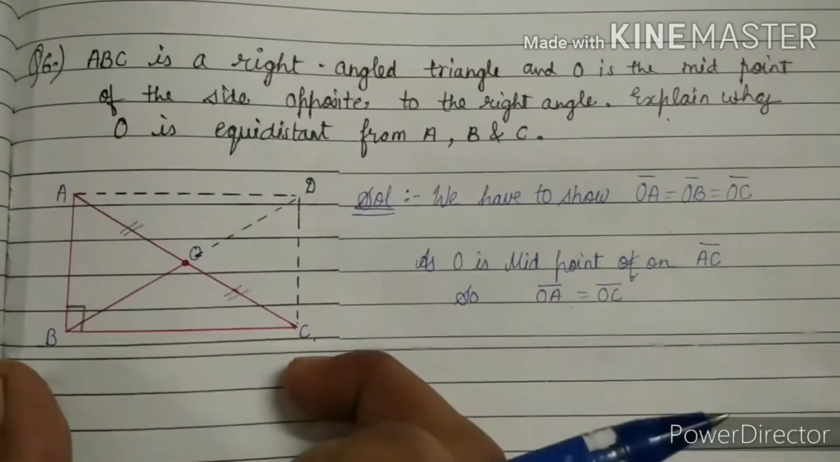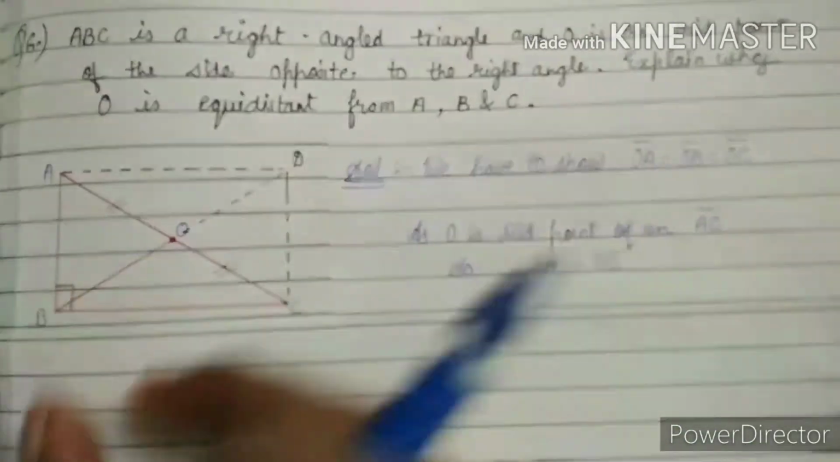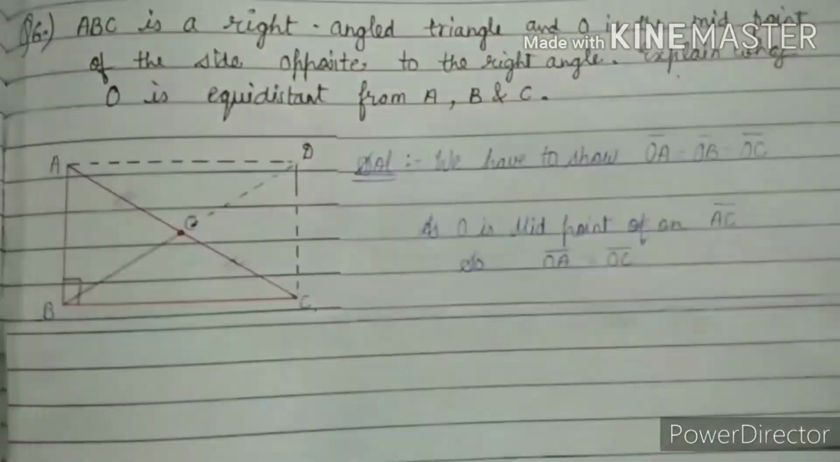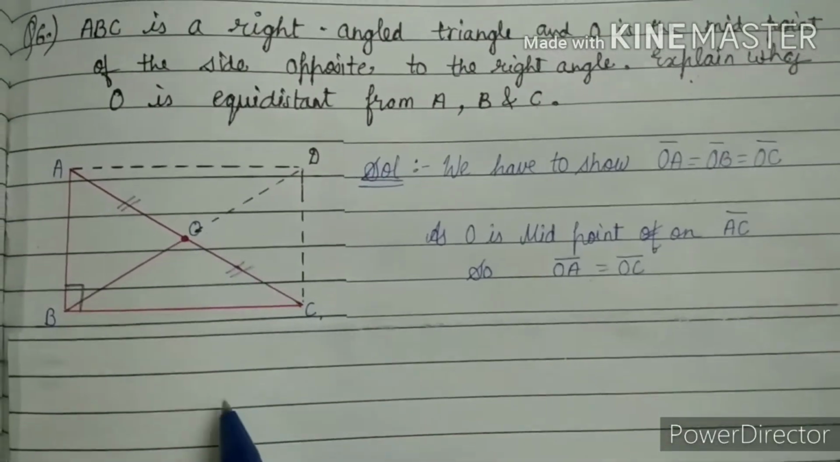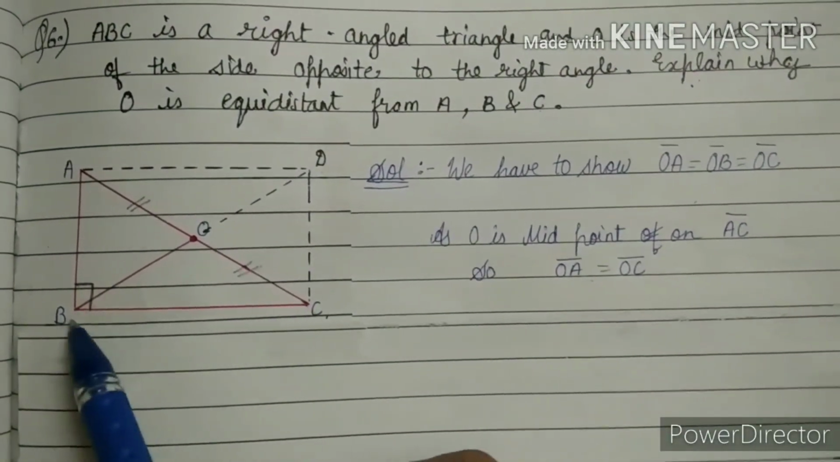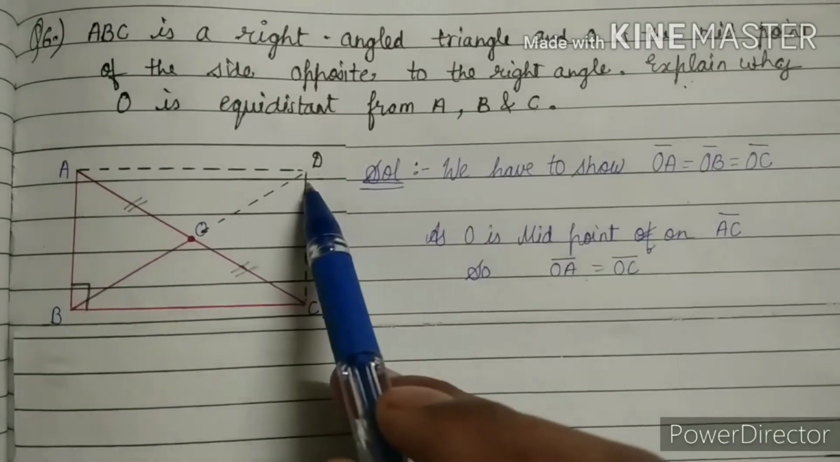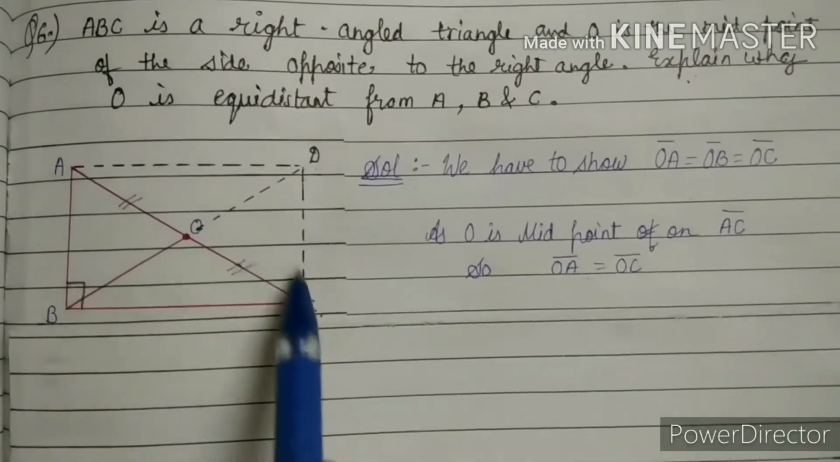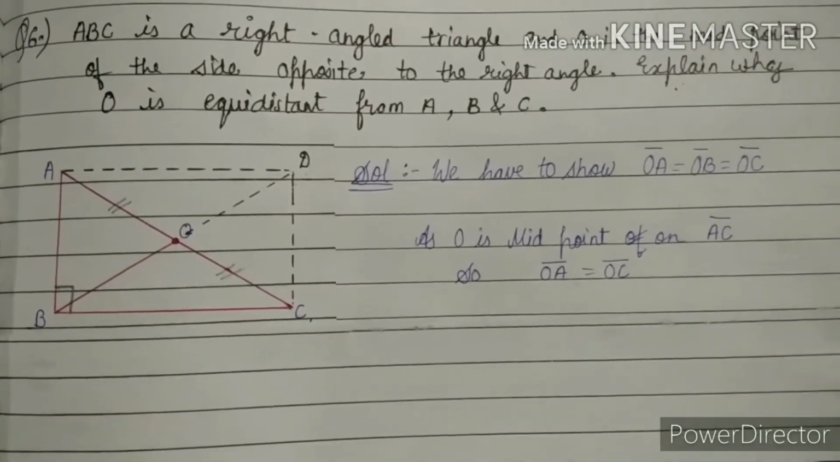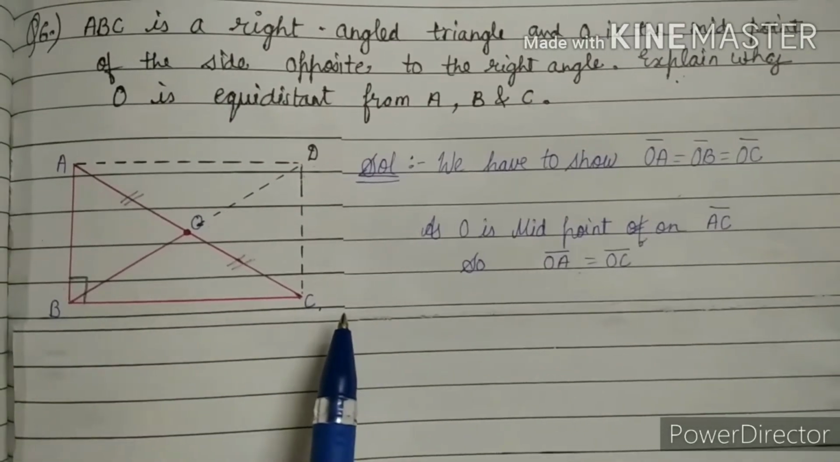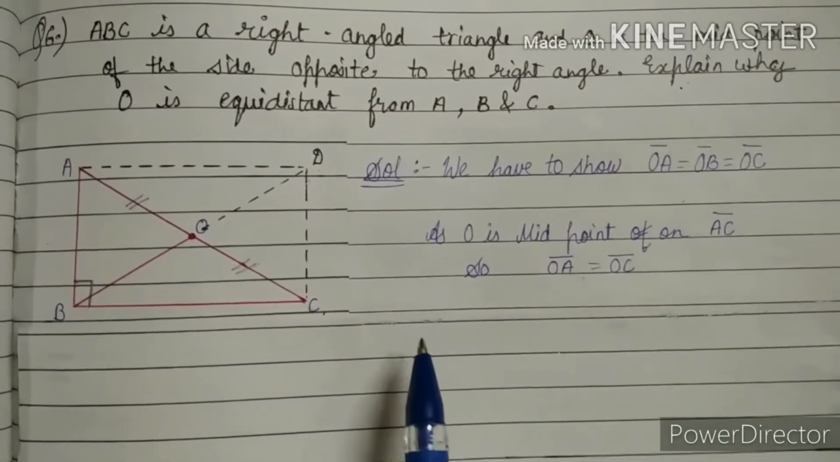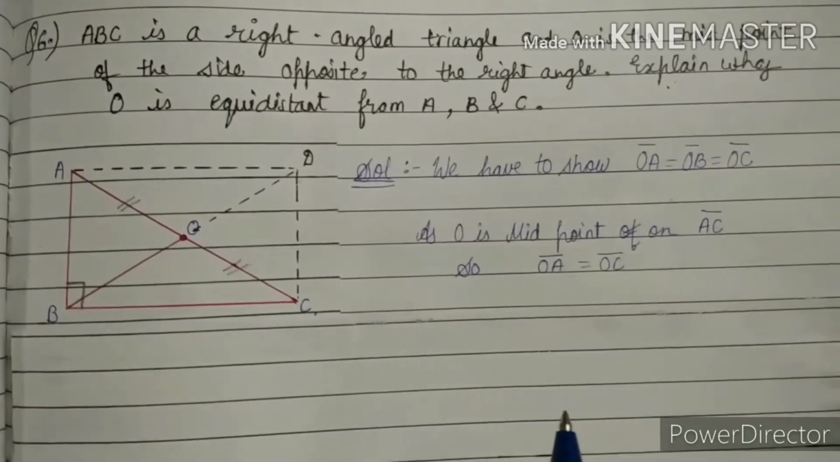I drew the parallel line of BC here and the parallel line of AB here and joined D to O, for making the diagonal of the figure BD. The imaginary line I drew with the dashes. So whatever construction he has here, we have to write what construction has been drawn here.